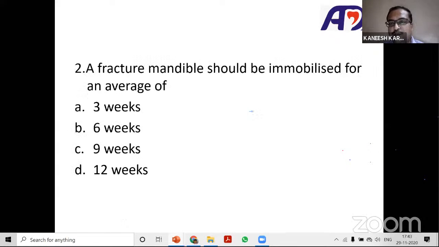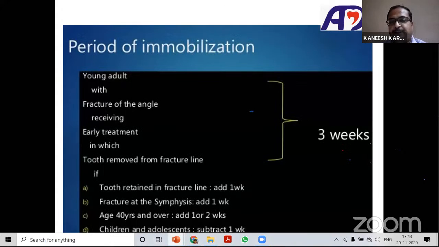A fractured mandible should be immobilized for an average of? The answer is B, 6 weeks. 6 weeks is the usual immobilization period for a fractured mandible.